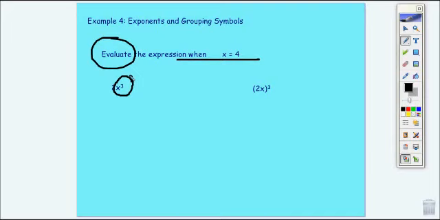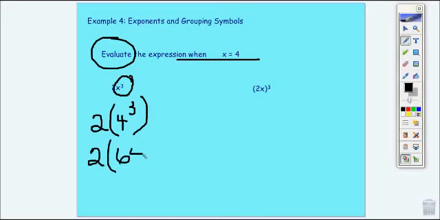So for this one, I'm going to have 2 times, my x is 4, and my x is going to be cubed. So 2 times the value of 4 cubed. 4 cubed would be 4 times 4, which is 16, times another 4, which is going to get me to 64. So now I have 2 times 64, because 64 was the value of 4 cubed. So 2 times 64 equals 128.